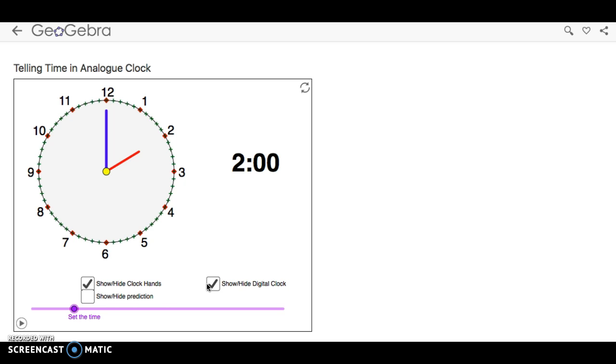Now, Emma, can you come move our clock to 4 o'clock p.m.? This is going to be a bit of a challenge because we are now moving 2 hours ahead. Let's check to see if you're correct. Great job, Emma.